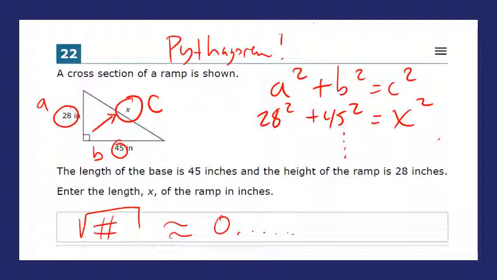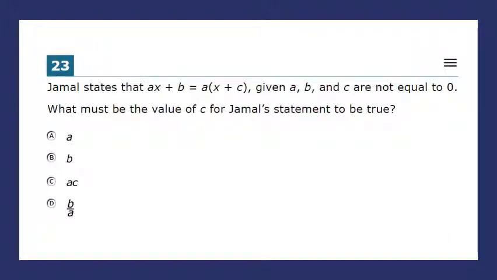So Pythagorean theorem could show up in questions that look like this. All right, so for this one, we kind of got to think outside of the box and make sure that we understand what this question is asking us, just like always. So Jamal states that ax plus b is equal to a parentheses x plus c. Given a, b, and c are not equal to 0, what must be the value for c for Jamal's statement to be true?